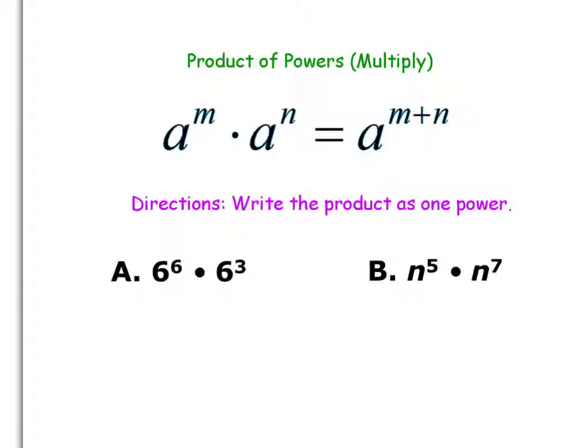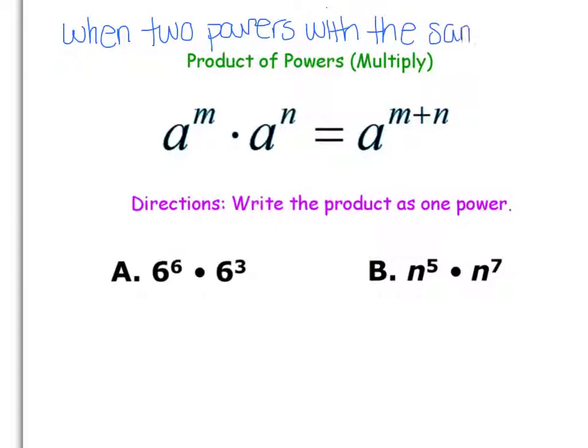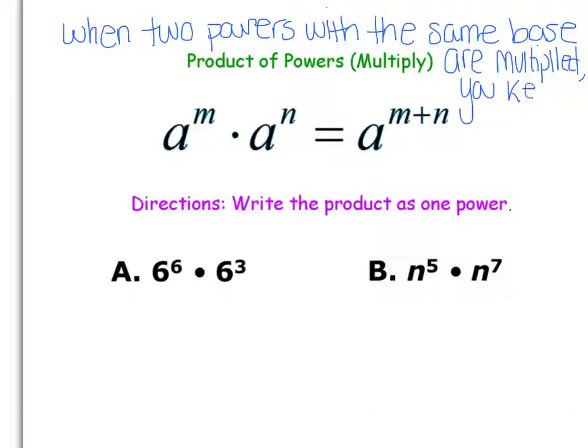So let's write this. When two powers with the same base, this is very important. If they don't have the same base, you can't do it. So when two powers with the same base are multiplied, you keep the base and add the exponents.